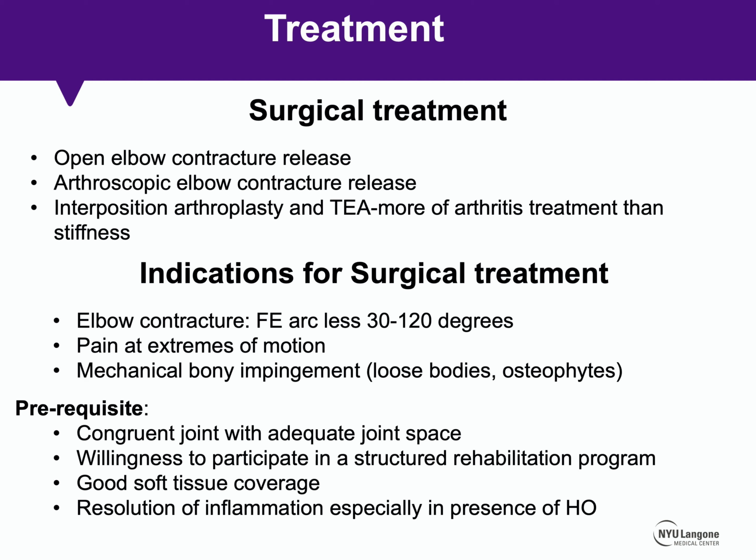So prerequisite for elbow contracture release is presence of a congruent joint with adequate joint space, willingness to participate in a structured extended rehab program, having a good soft tissue coverage, and in certain situations like HO, we've got to make sure that the inflammation is resolved before you go ahead with the contracture release.